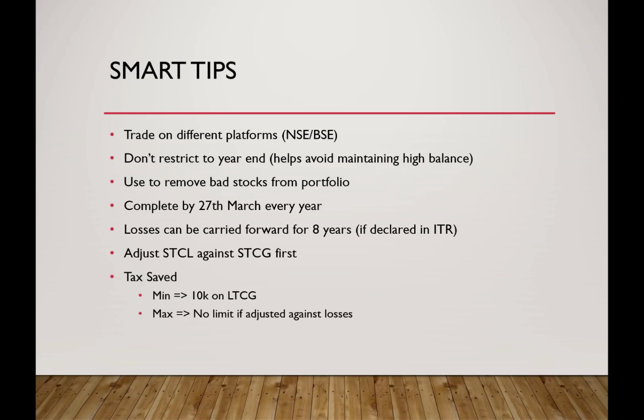Last tip, there is no limit to the amount of tax which you can save. The minimum saving is 10k on long term. 10k because 1 lakh is the direct deduction which you can avail from your profits, and 10% of that is 10k. So that's the minimum. Maximum, there is no limit because you can always adjust your losses. No matter how much loss you have in short term or long term, you can adjust those against your profits, and hence you can save your taxes.